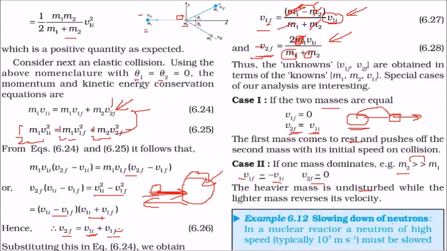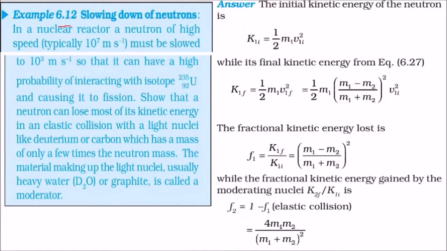Next is slowing down of neutrons. We are taking an example. In a nuclear reactor, a neutron of high speed, typically say 10 to the power 7 meter per second, must be slowed to 10 to the power 3 meter per second so that it can have high probability of interacting with a uranium isotope and causing a phenomenon called fission. Show that a neutron can lose most of its kinetic energy in an elastic collision with light nuclei like deuterium and carbon, which have mass of only a few times the neutron mass. The material making up the light nuclei, usually heavy water, D2O, or graphite, is called a moderator.